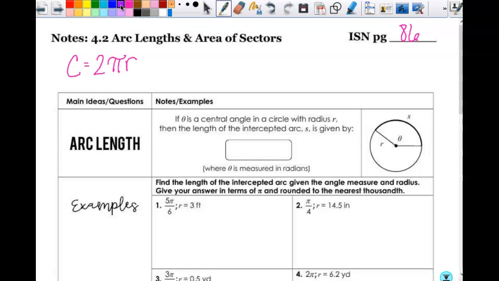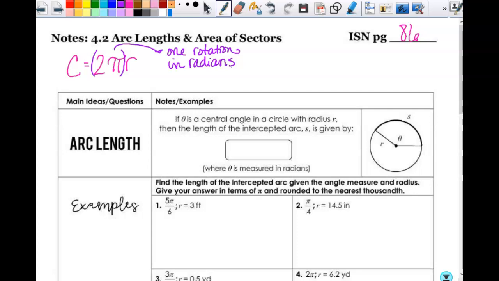But as far as radians are concerned, 2 pi is how far around the circle? 360. It's one full rotation, right? 2 pi is one full rotation around the circle. So this is one rotation in radians. Does that make sense to you? That's one full rotation, 2 pi r.